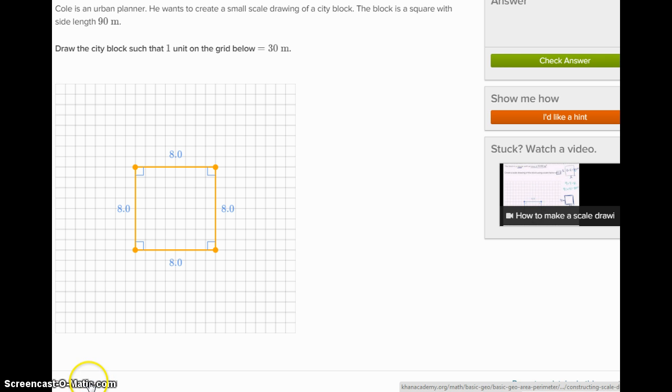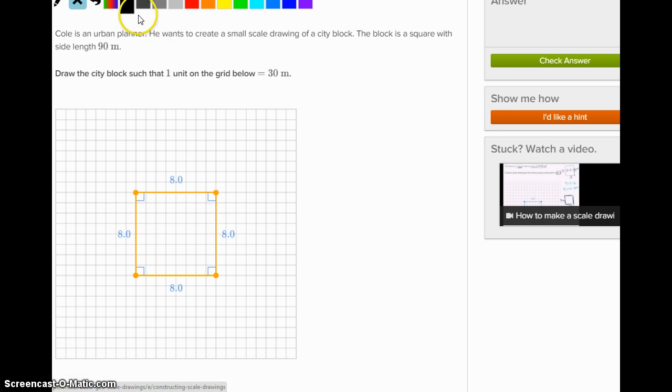Now I'll use the scratch pad down here. So I'm given some options of colors I can use. First of all, I know this is a square, so it has right angles like you see here and all sides the same length. Now they give me a scale. 1 unit is 30 meters.